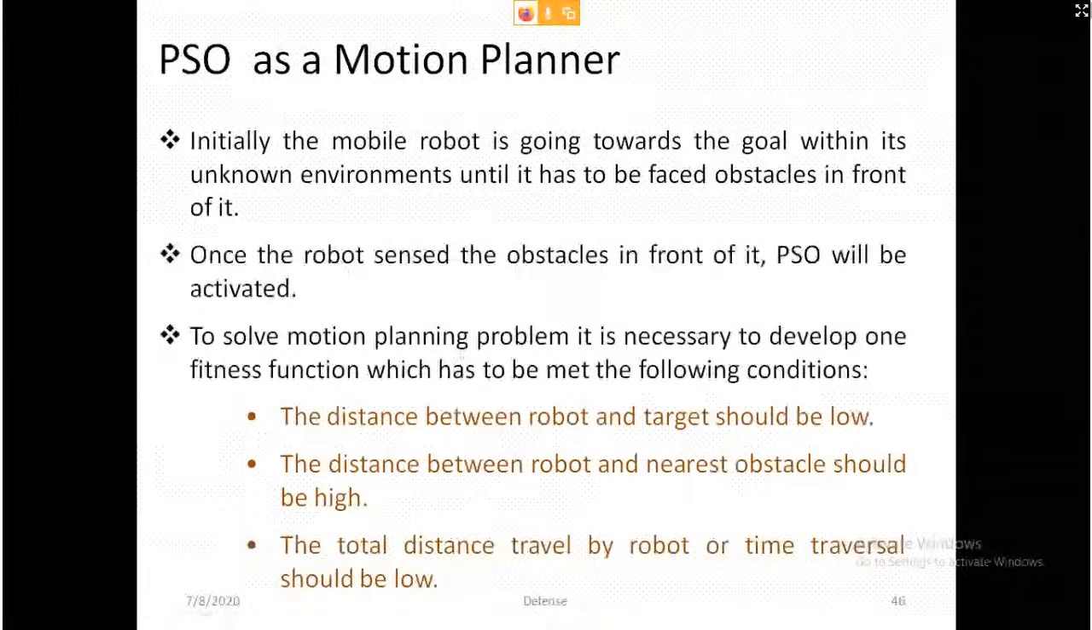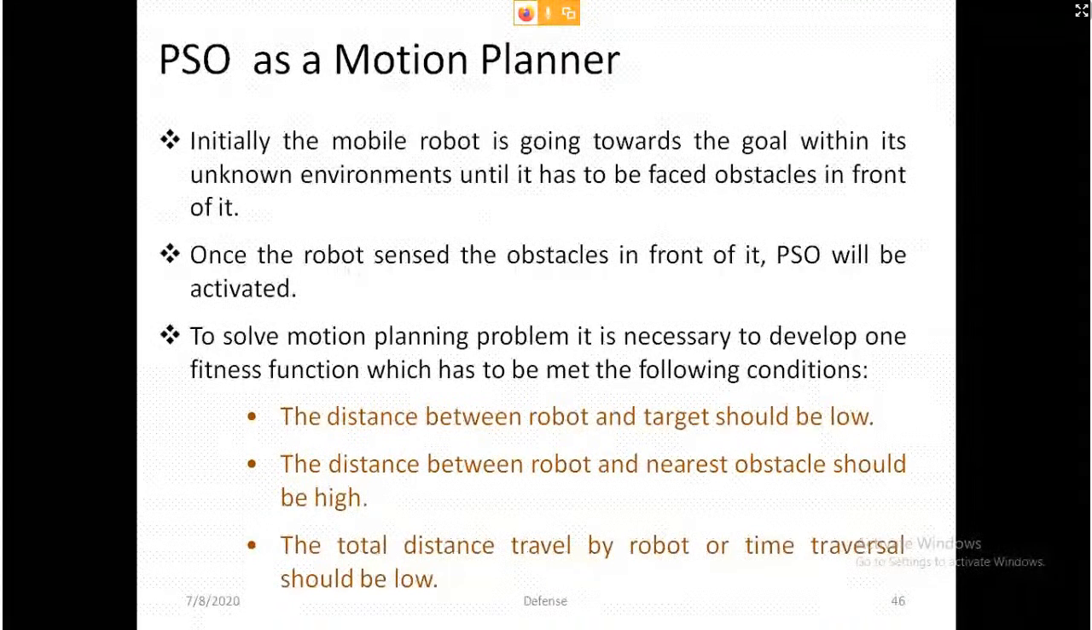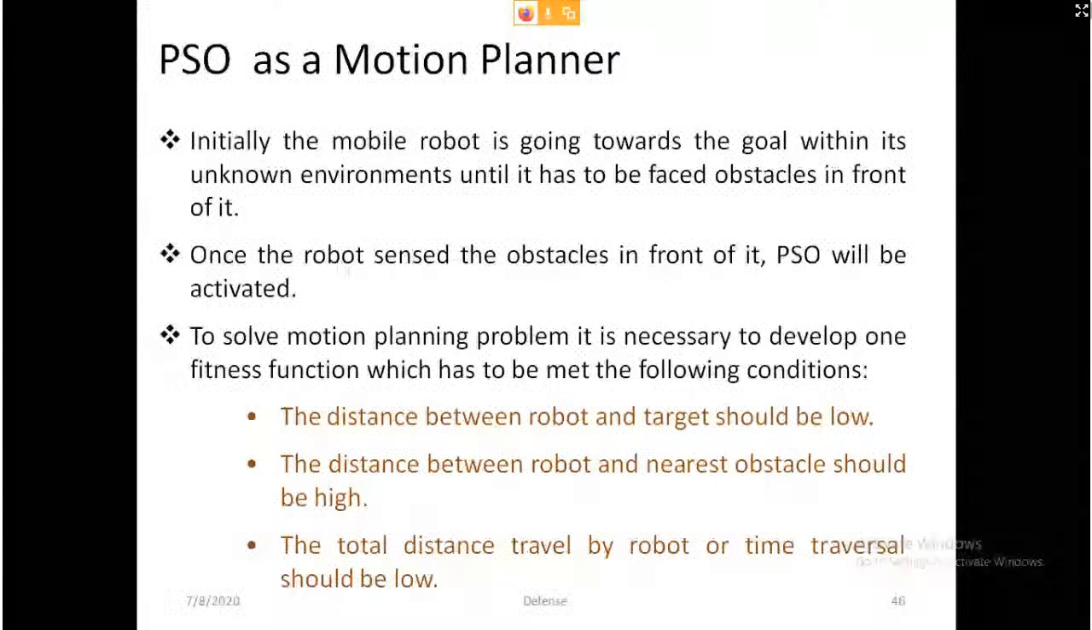Now let us implement this particle swarm optimization for mobile robot navigation: how a mobile robot can navigate within some kind of environment. First of all, if you see the first point, initially the mobile robot is going towards the goal within its unknown environment until it faces objects or obstacles in front of it. Just like this, a simple example.